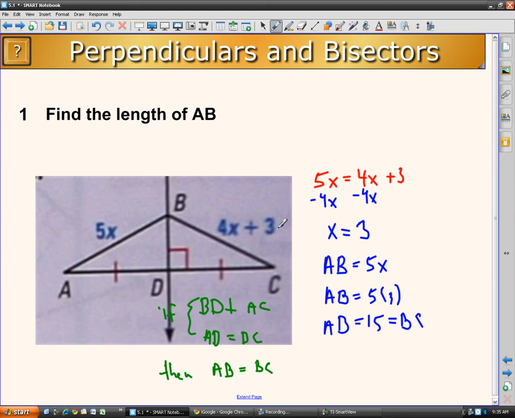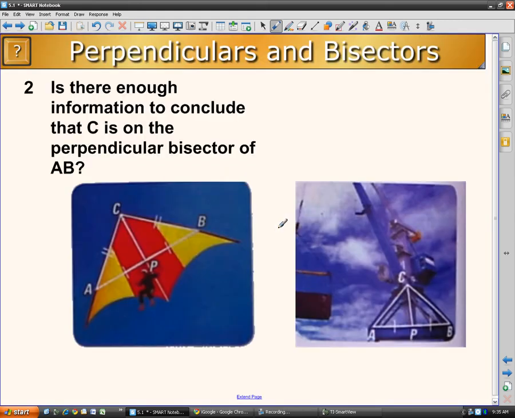So then, talking about perpendiculars and bisectors, it says, is there enough information to conclude that C is on the perpendicular bisector of AB? Well, what did the converse say? The converse said, if AB is bisected by a line, which it is, cut into two equal pieces, and these two sides are equal, then yes, we are on the perpendicular bisector. So C is on the perpendicular bisector of AB.